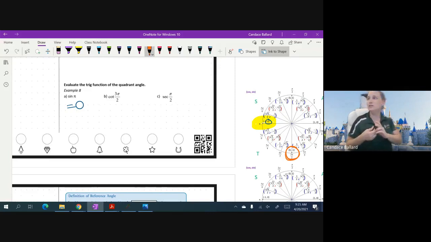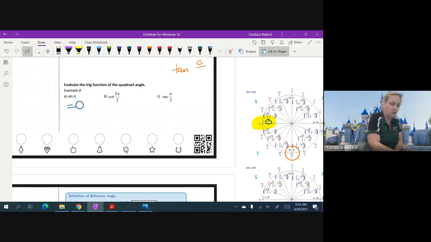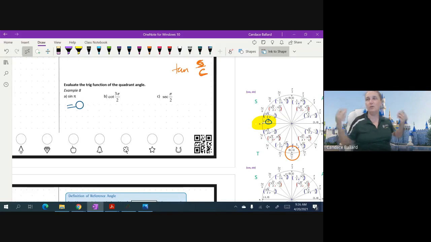Okay, so I don't want adjacent and opposite. I want it in terms of sine and cosine. So remember that we know the tangent is the sine divided by the cosine. So what does that make cotangent? There we go. We don't see cotangent as often, right? We know tangent because it's got to be sine divided by cosine.